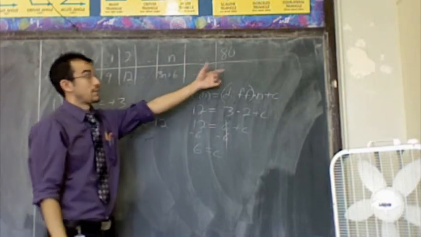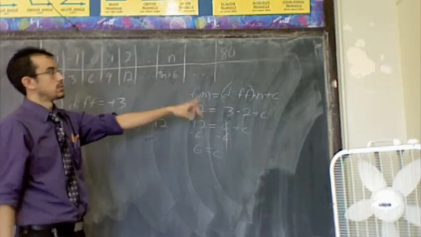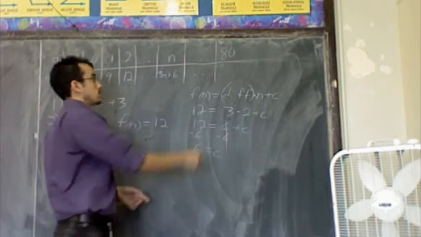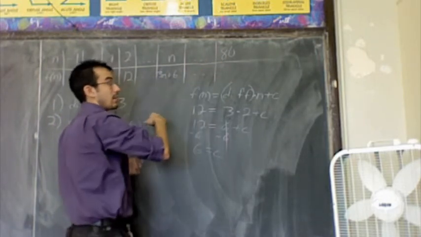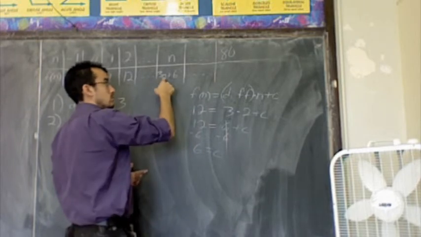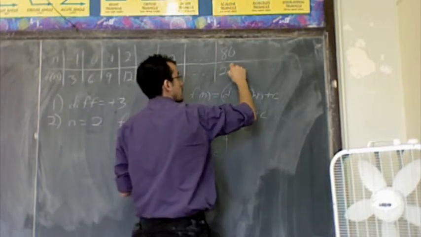So real quick, let's try for the 80th term. If I gave you a whole list of numbers, this is the 80th one. So 3 times n, well, n is 80 now. 3 times 80, that's 240. And 240 plus 6 is 246.